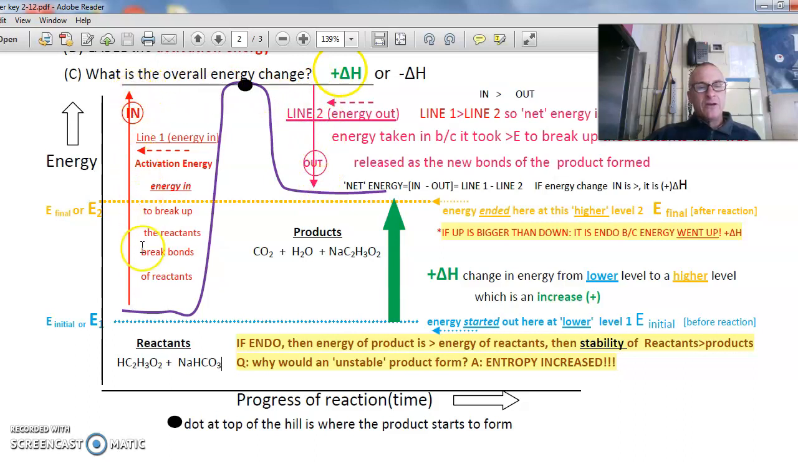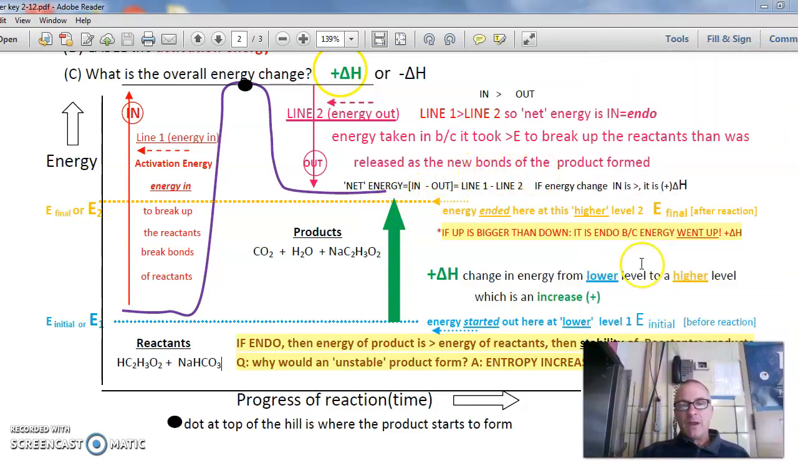When we compare the energy in arrow, the energy that went up and into the reaction, to the energy out, we can see that a lot more energy went into this reaction than came out. More went in. When more goes in than came out, it's said to be endothermic. Line 1 is the energy in. Line 2 is the energy out, the pink line. Line 1's bigger than line 2, so more went in than came out. That's what endo means. More went in to break up the reactants than came out.